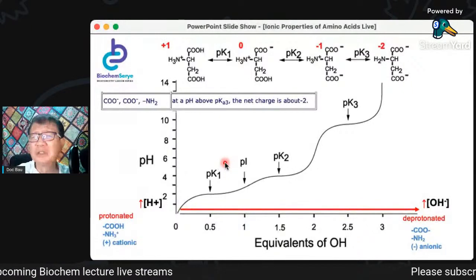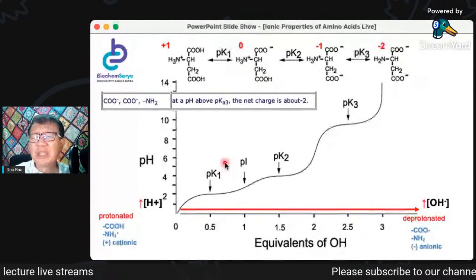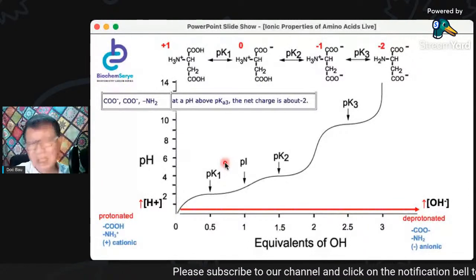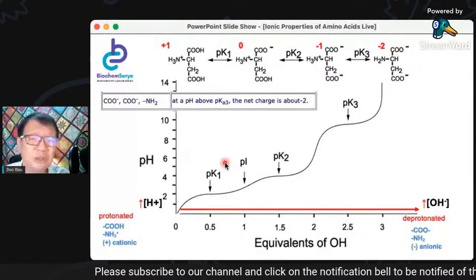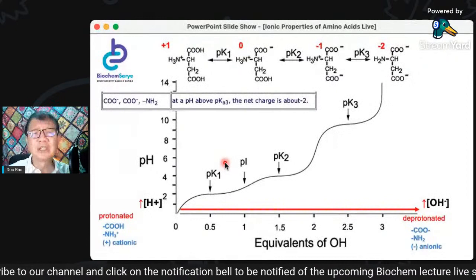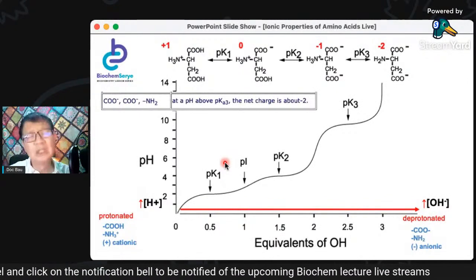We get confused. The one that would be the -2, is it aspartic acid or is it lysine? Yes, it's very easy to be confused, very easy to interchange. Just remember this, students.